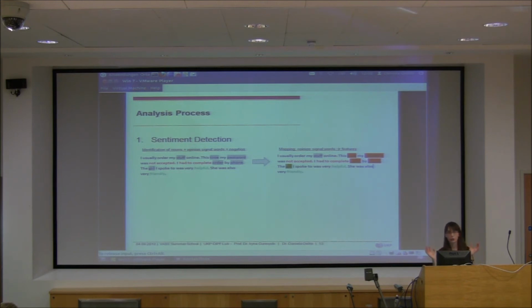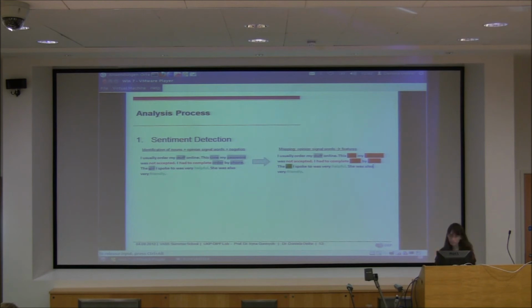This is important if you have very long sentences and you know that there are subordinate clauses in the middle, because then the opinion signal word can be far away from the feature that you're looking at, from the noun phrase. And the dependency parse would show you that this word refers to the other one.